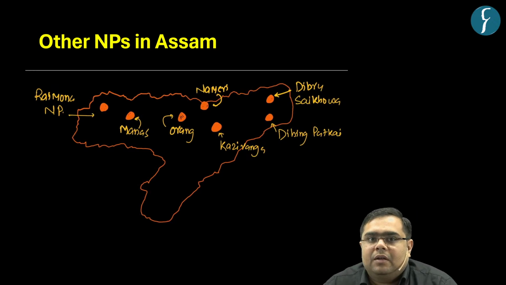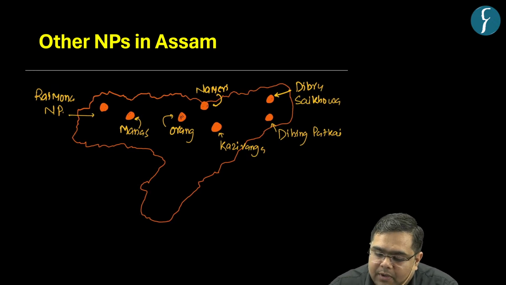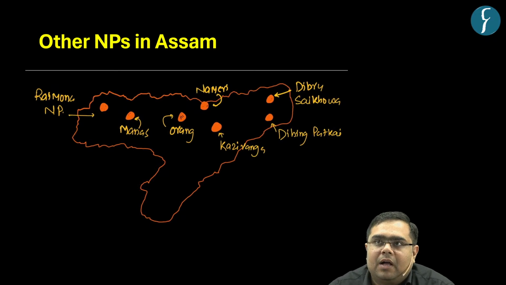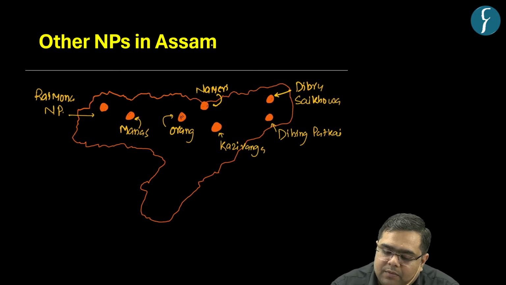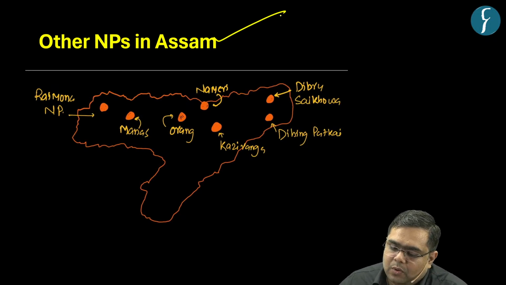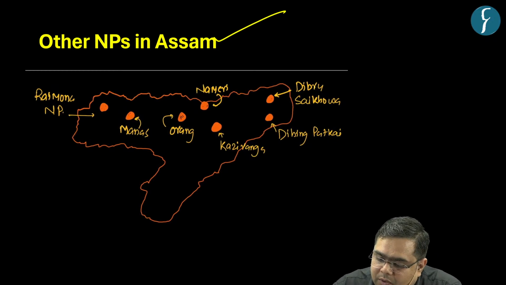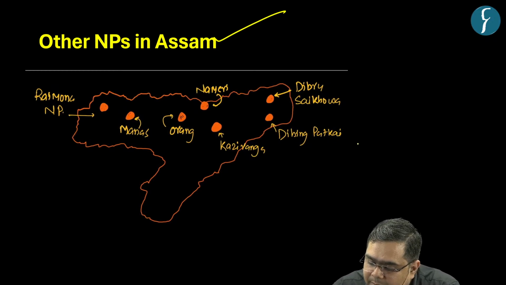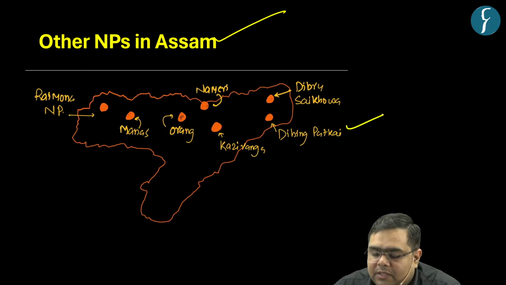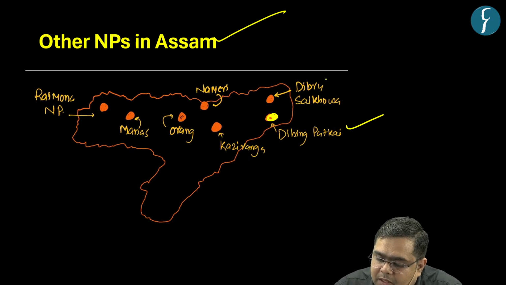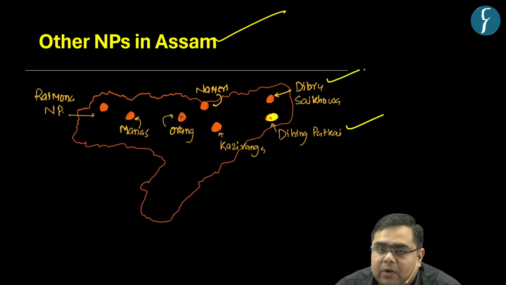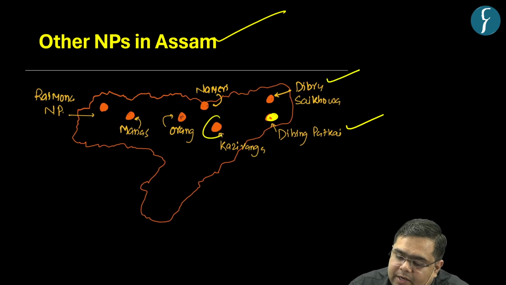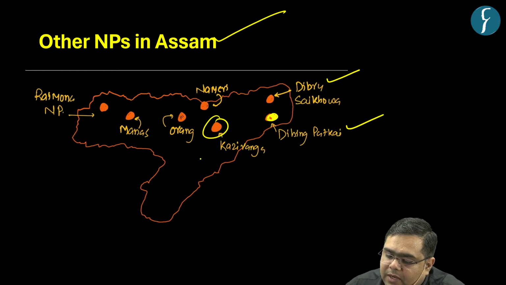So for our value addition, I have made this map, and I have located all the national parks that are located in the state of Assam. So let us walk from east to west. The easternmost national park is Dibang Patkai National Park, right? This is located a little bit further on the eastern side. And then the second one is Dibru Saikhowa National Park. This is the national park that was there in question, that is Kaziranga National Park.